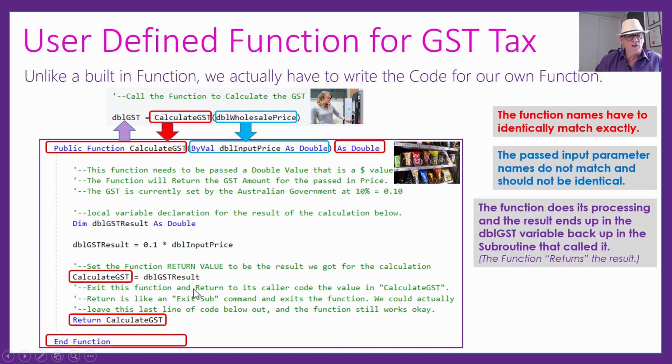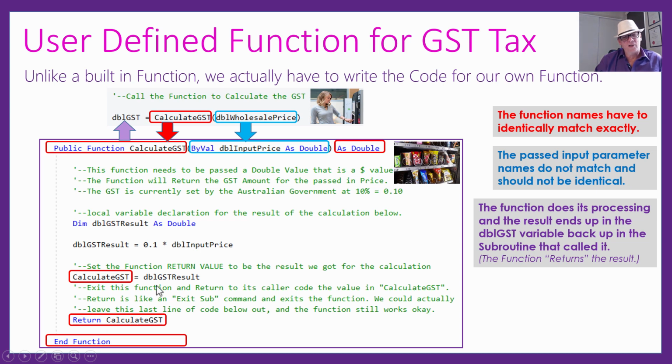Now, the function will do all its work, and with this return calculate GST, that's actually going to put that back up here as the answer, and because we've got this set equal to, that'll end up going into DBL GST, all right? So this is going to go off, calculate the GST, work out the 10%, and then put it back in here. All right, so when we're working out the 10%, we've just dimensioned a result here, worked out 0.1, 10% times that input price they've passed in, and just put that into your calculate GST and return that back up the top.